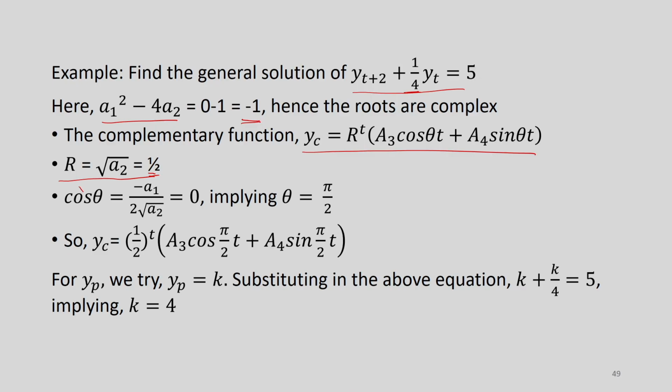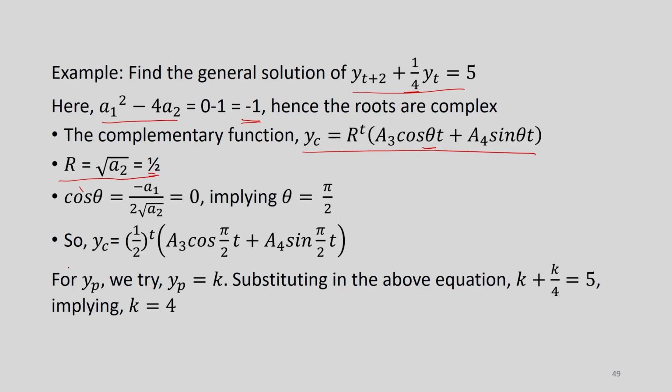And what is theta? We want to find out theta also, right? Cos theta t and sin theta t. So, cos theta is, as we know, given by minus a1 divided by 2 of root over a2. And what is a1? a1 is 0 actually, because there is no y t plus 1 term here. So, the coefficient of y t plus 1 is 0. Therefore, a1 is 0. So, cos theta is equal to 0 means that theta is equal to pi divided by 2.